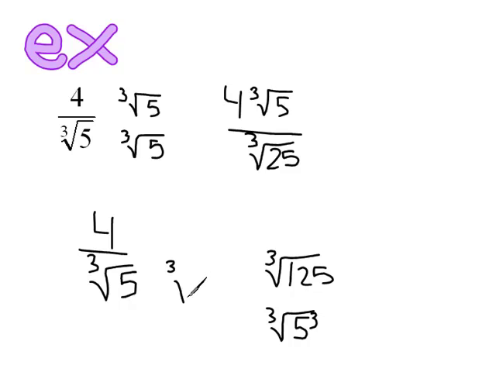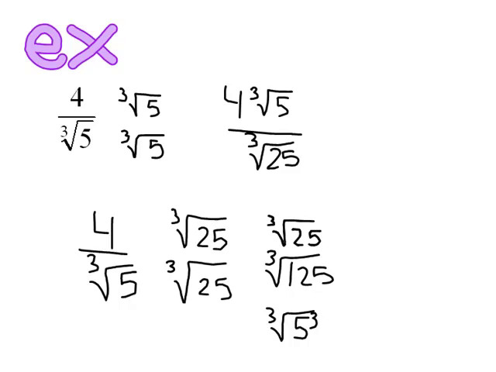Well, 5 times what is 125? 25. Right? I need to multiply by not the cube root of 5, but the cube root of 25. Right? So in my numerator, I have a 4 cube root of 25. The 5, that shortcut did not work with the cube roots, right? I needed to have 125 in my denominator, and I had a 5, so I had to multiply by 25.